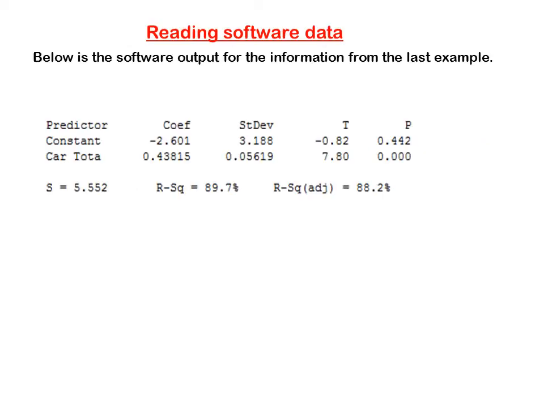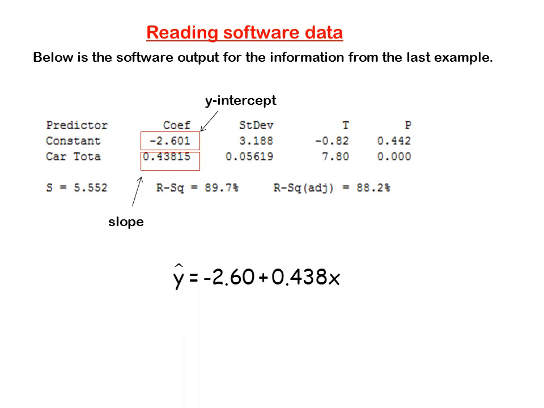per 1,000 miles. Below is the software output for the information from the last example. Notice that the constant is the y-intercept, and the number below it is the slope. So if we were to write the equation, it'd be y hat equals negative 2.60 plus 0.438x.